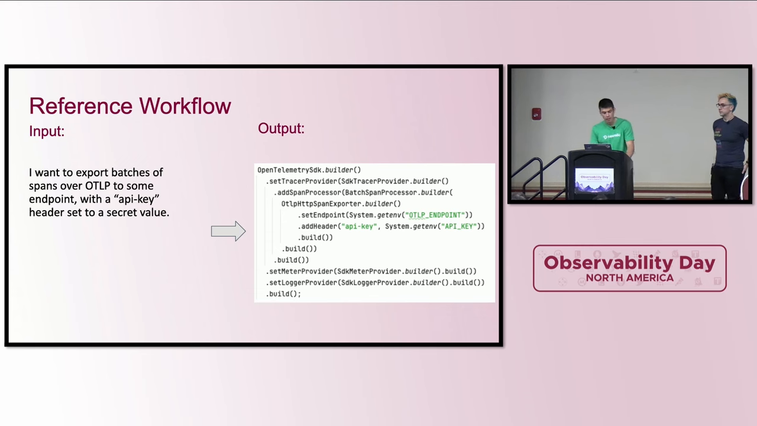Separately, we need code that can interpret the user's desired configuration and return SDK components that are created by calling the corresponding bits of the programmatic configuration interface. Here on the right side of the screen, we see how our plain English description of our config corresponds to the equivalent programmatic config interface.